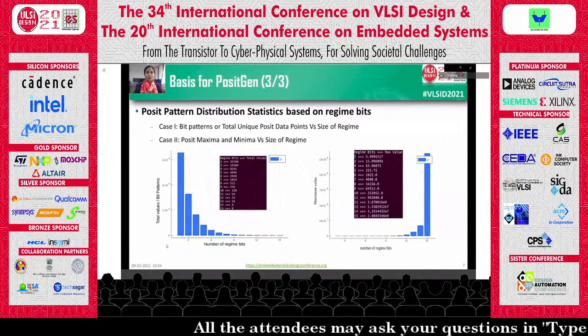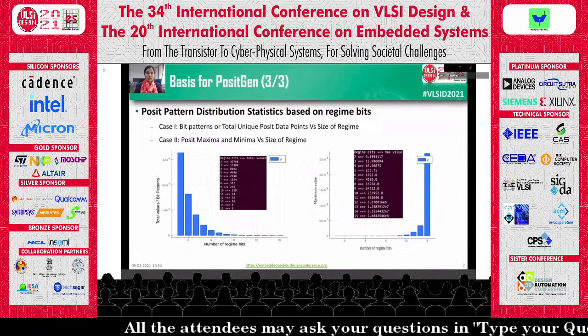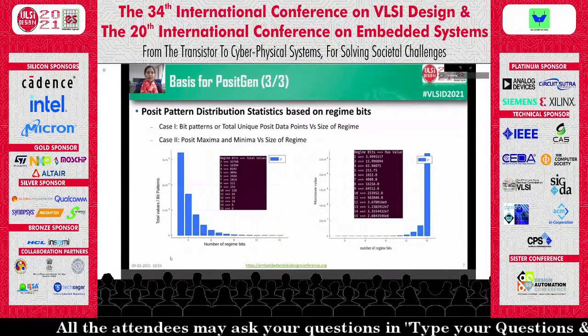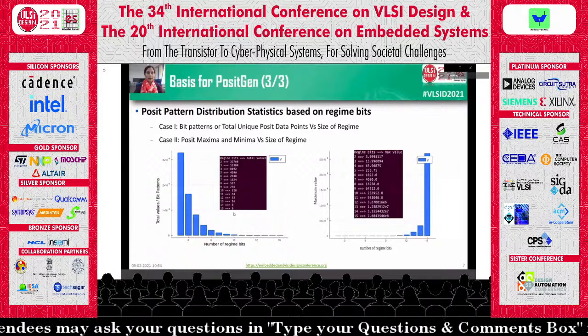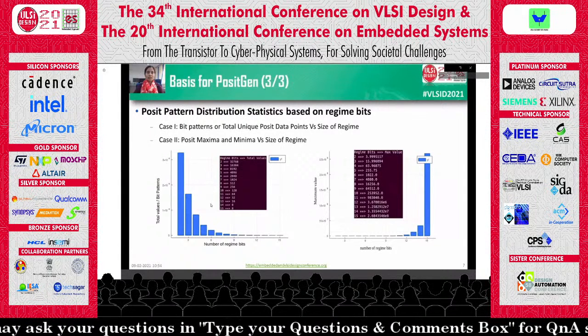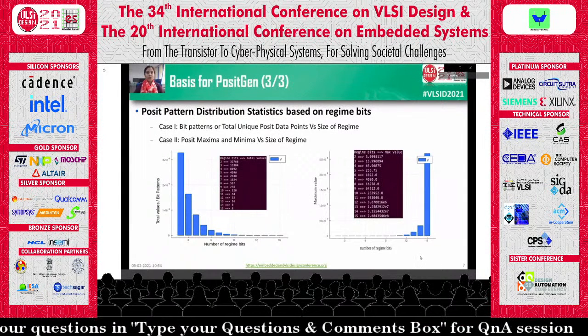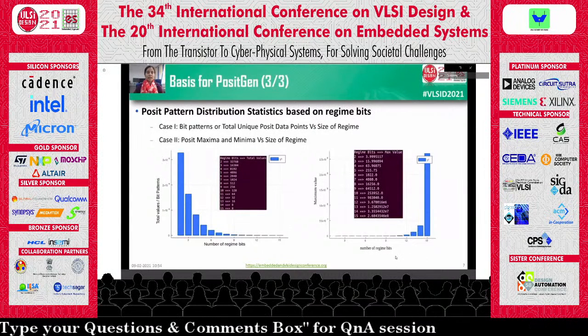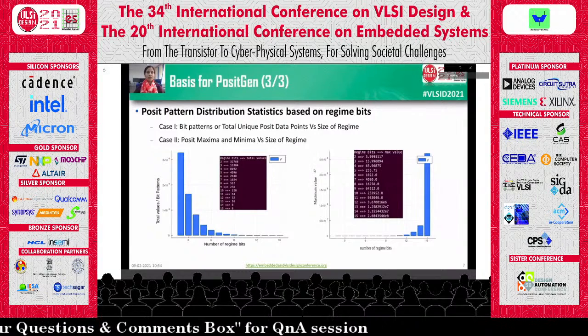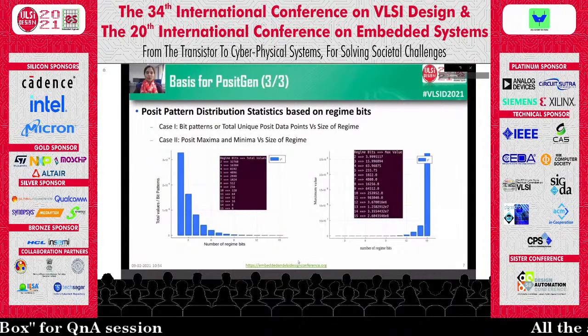Next we have considered POSIT pattern distribution statistics. In case 1, bit patterns and size of regime is considered, which specifies the number of bit patterns represented by the given size of regime. In case 2, the range of POSIT for a given regime size can be determined by calculating the maxima and the minima for that regime. So this helps to cover the entire POSIT domain with corner cases.